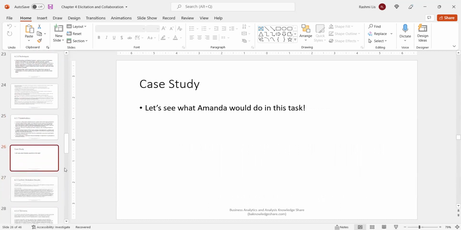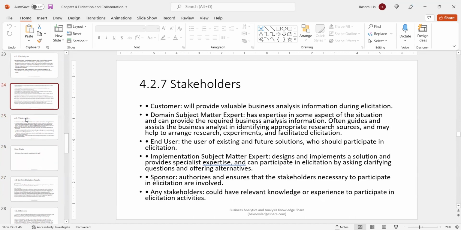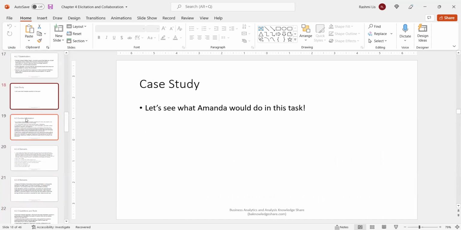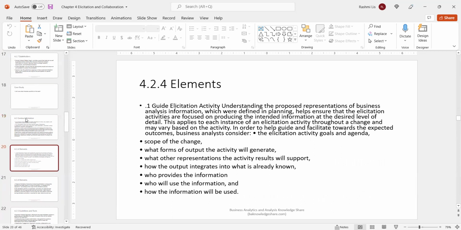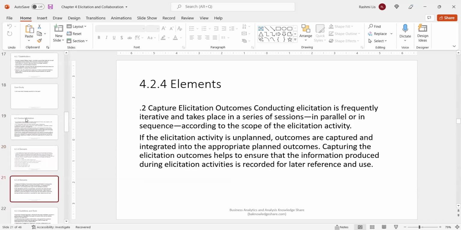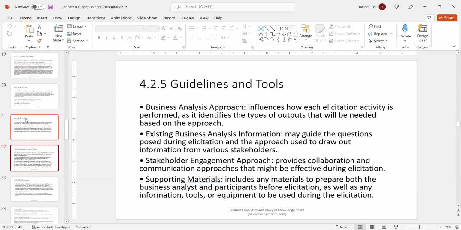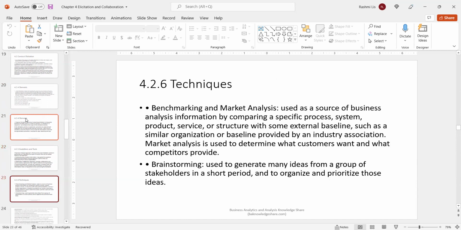So this concludes the task of conducting elicitation sessions. Let's summarize what we went through. The purpose behind conducting elicitation is to draw out information relevant to the change. The elements are one, guide elicitation activity, and two, capture elicitation outcomes. There isn't a three. The guidelines and tools are business analysis approach, existing business analysis information, stakeholder engagement approach, and supporting materials.